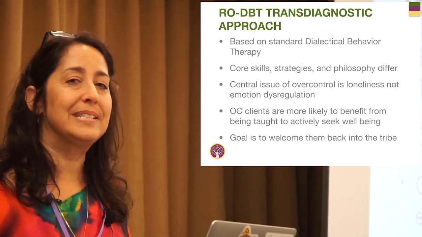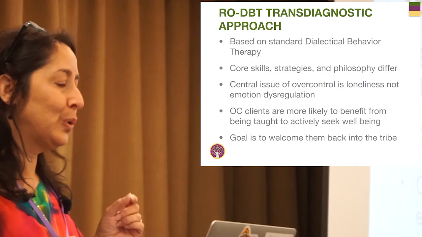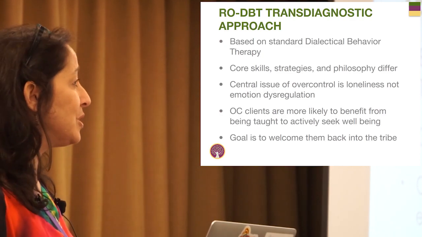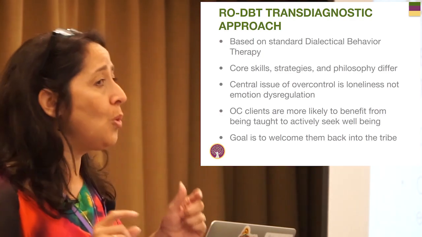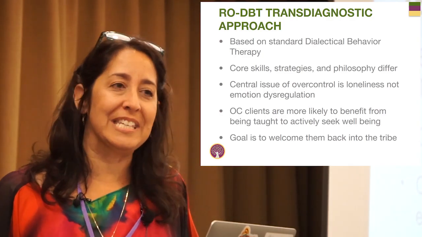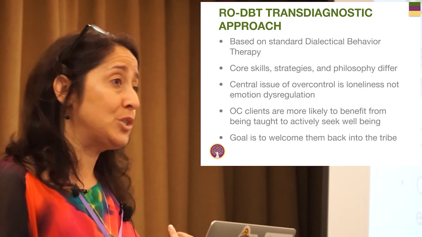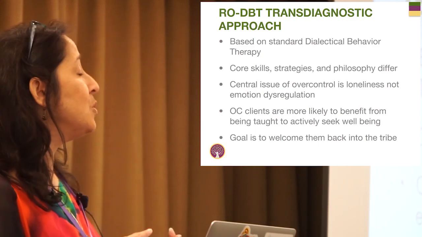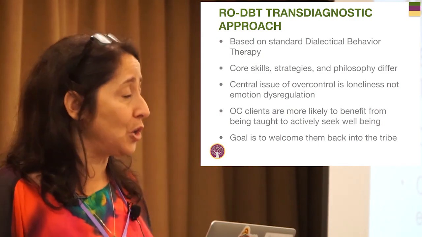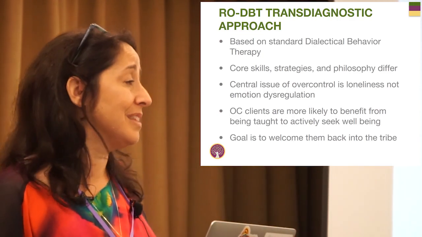So RO is based in standard DBT, and, read the next line, core skills, strategies, and philosophy differ. In other words, RO is rooted in DBT, and almost nothing about it is the same as DBT. The only things that are similar are that we use diary cards, but what we track is dramatically different. We use behavior chains and solution analysis, but of course those are different because the targets are different. And we use dialectics, gee, I hope so, because it is in the title.